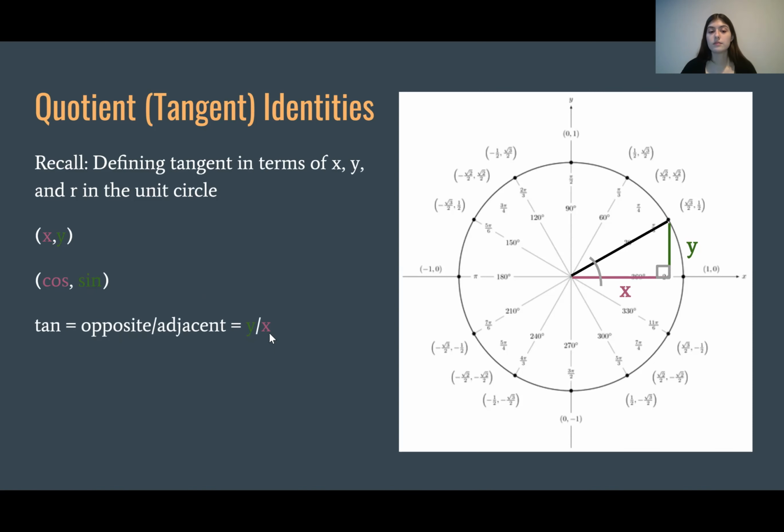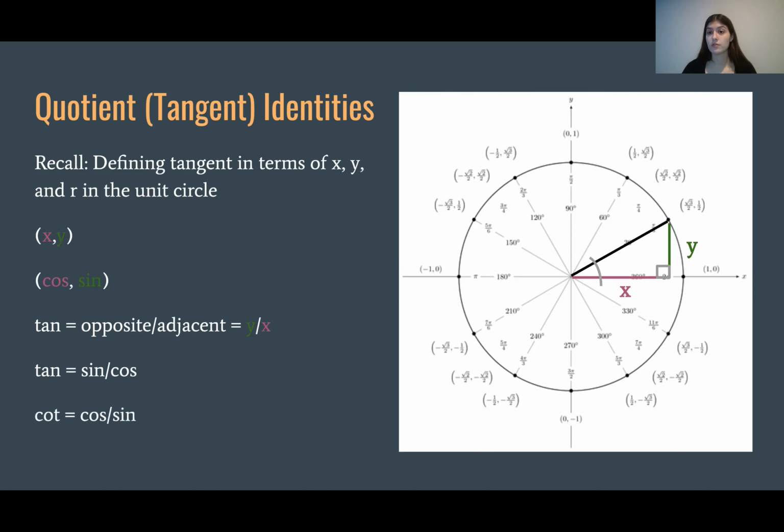So now, if we were to substitute y and x for sine and cosine, we would find that tangent is equal to sine, y, divided by cosine, x. All right, so the tangent function of the angle in this circle is equal to the sine function divided by the cosine function of that angle, okay?